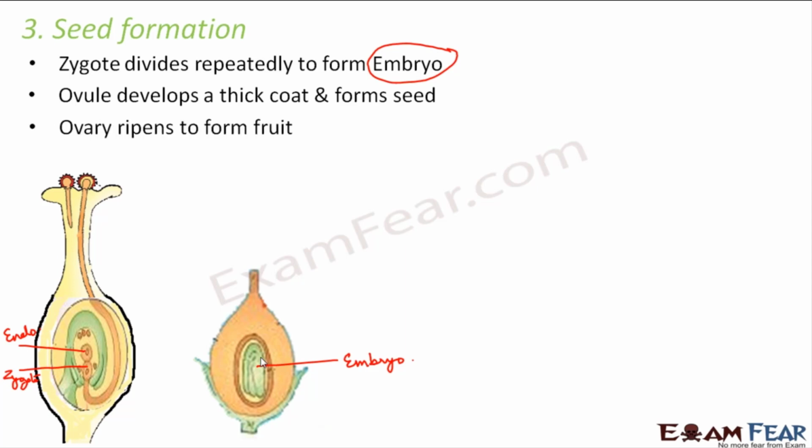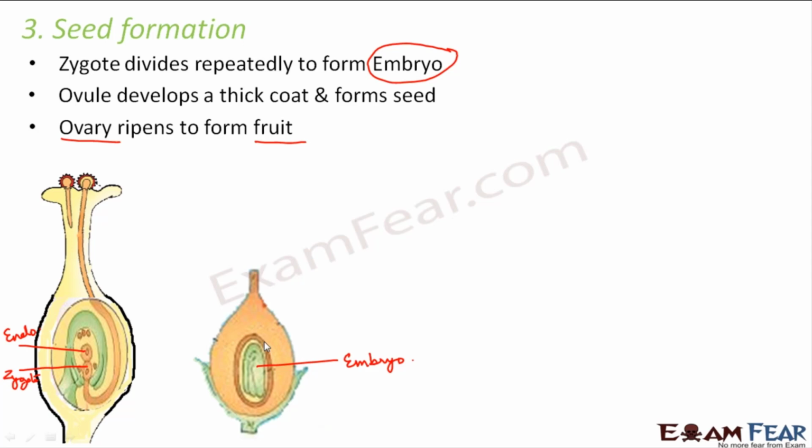And what happens to the ovary? The ovary ripens to become the fruit. So the ovule now turns into a seed. What was the ovule? It was a circular structure inside which was present the zygote. Now that zygote converted into an embryo by repeated division. So what do we have inside the ovule? We have an embryo and the endosperm, right? So this embryo and endosperm is the seed. So the ovule now becomes the seed.